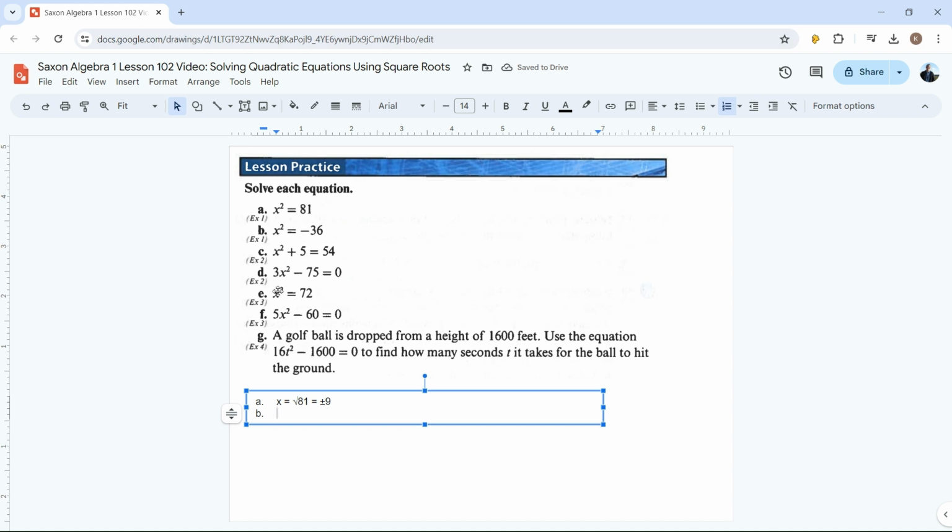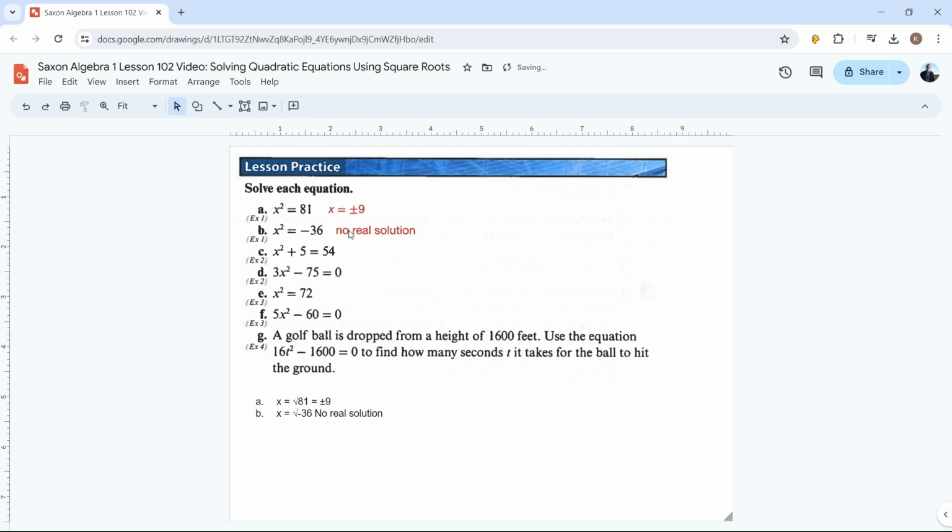All right. Letter B. x squared equals -36, or x equals the square root of -36. Now, this one's going to present a challenge to us. What number do I multiply by itself to get -36? Well, if I multiply 6 by itself, I get positive 36. If I multiply -6 by itself, I get positive 36. There is no real number I can multiply by itself to give me -36. So when I have a negative under the radical sign, I have to say there's no real solution to the problem.